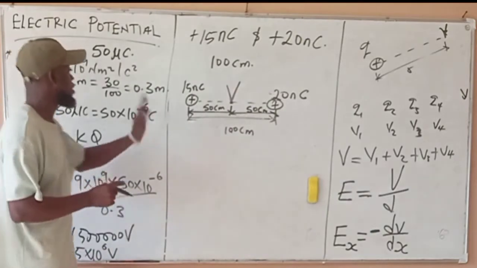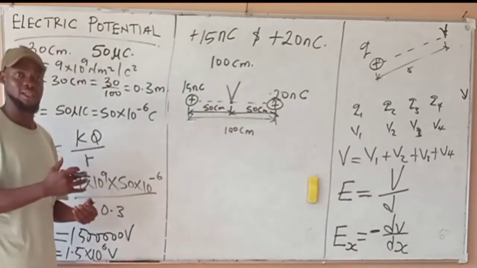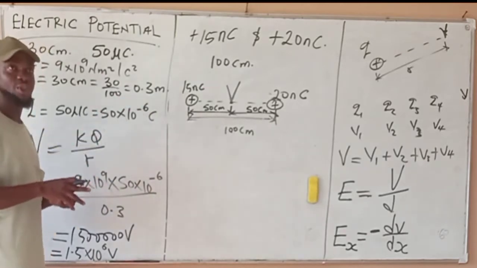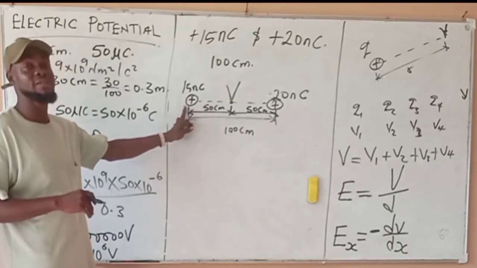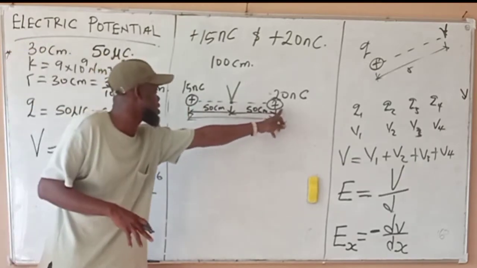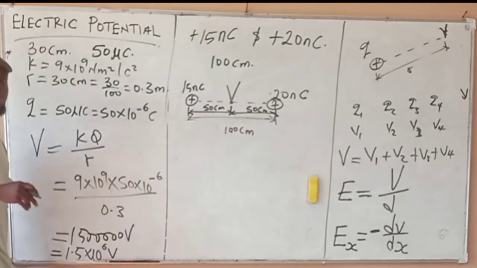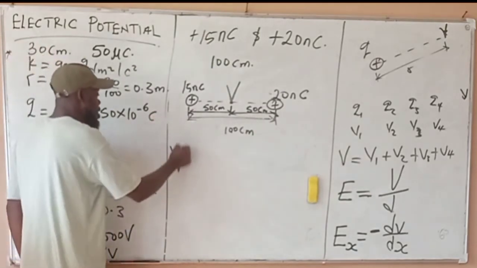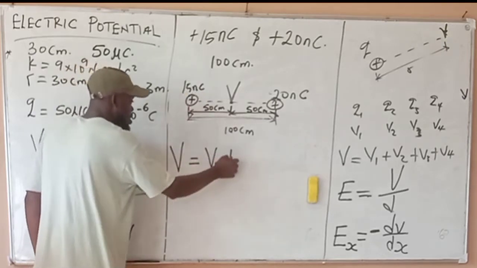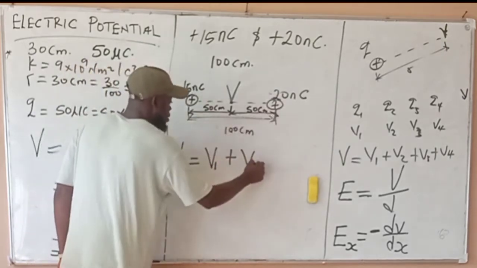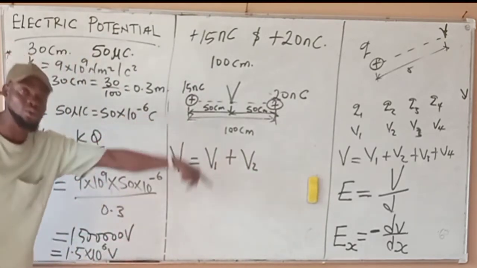So I'm going to do this one now. I told you this electric potential applies to more than one charge, with several charges. So if you want to analyze this question, what you have to do is calculate the electric potential due to this first charge, then calculate the electric potential due to this second charge, and add the two together. That's what I'm going to do. So the electric potential V now will be equal to the electric potential due to the first one plus the electric potential due to the second one. Simple as that.